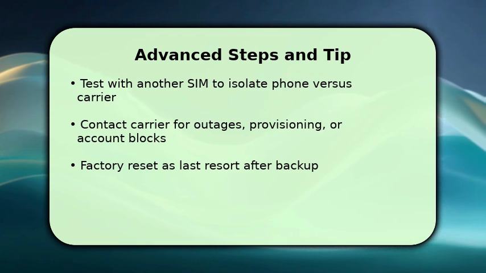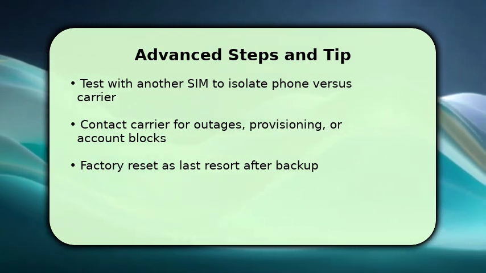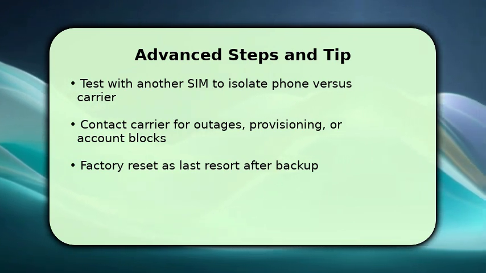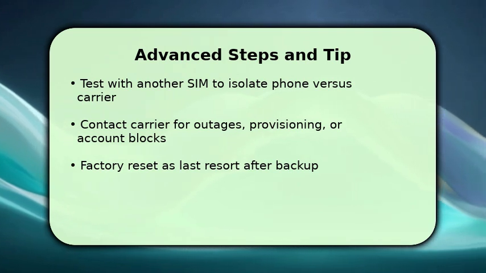If carrier support can't help, back up your data and perform a factory reset as a last resort. This removes stubborn software corruption. Key troubleshooting tip: if resets fail, use a different phone with your SIM.